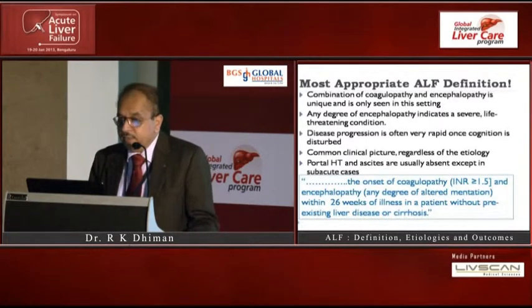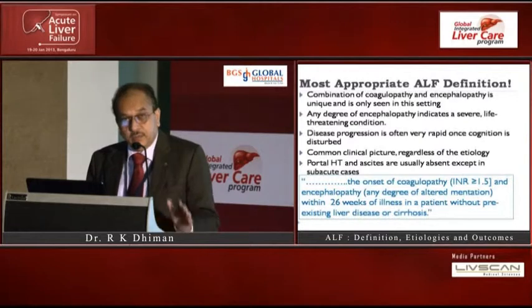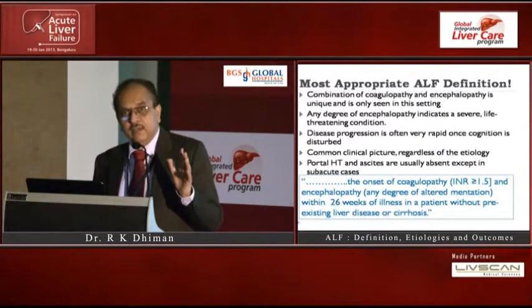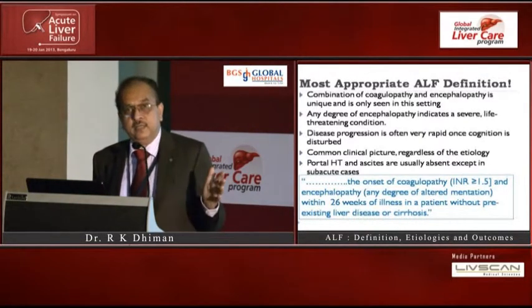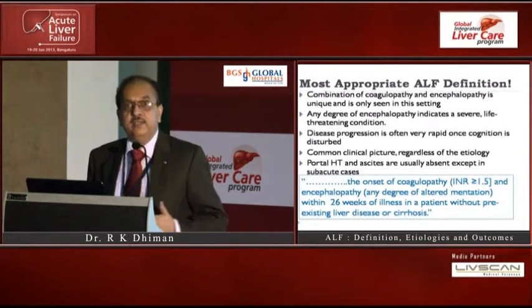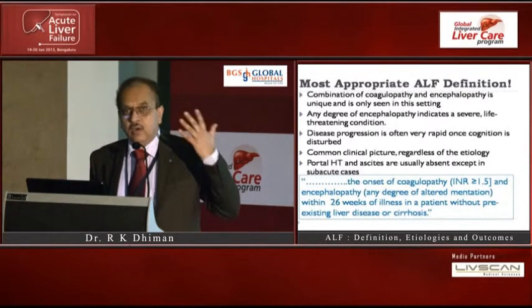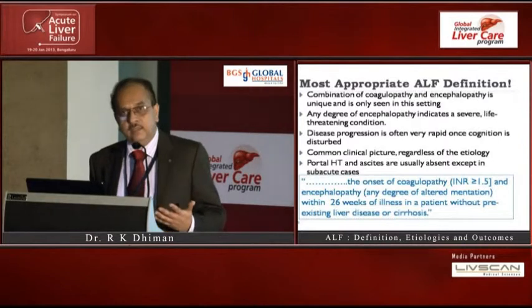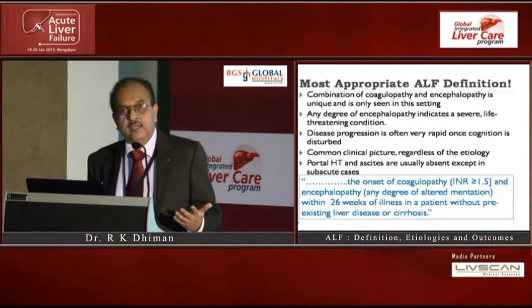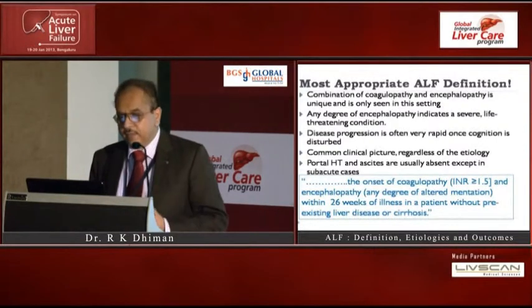And any degree of encephalopathy indicates a severe life-threatening condition, and disease progression is often very rapid once cognition is disturbed. So the importance of hepatic encephalopathy is that it is present, not what grade. Even if it is grade 1 and you are seeing just alteration in sensorium, that is good enough to label that this patient is having ALF in the absence of pre-existing liver disease and the coagulopathy.